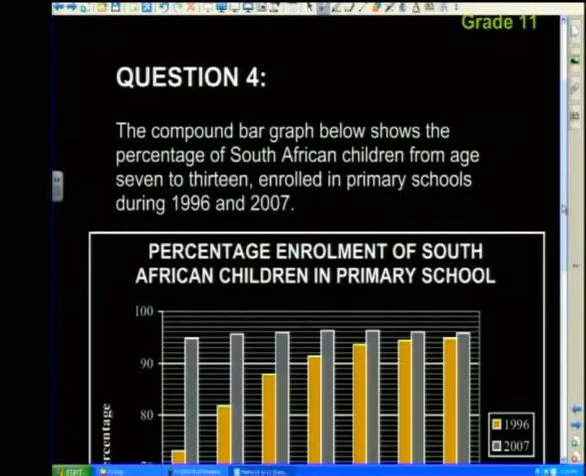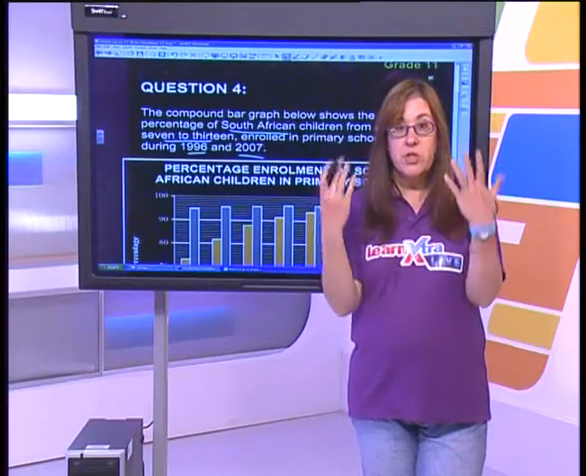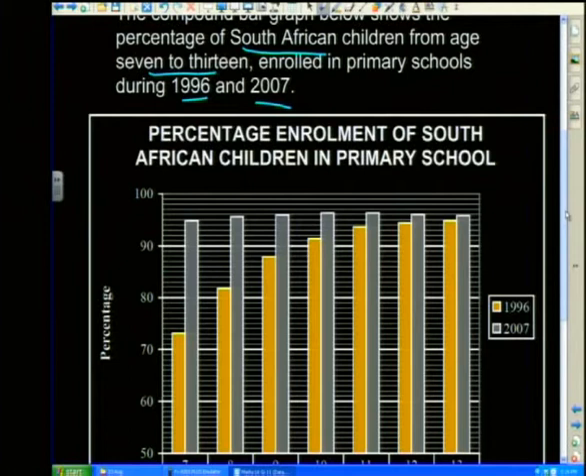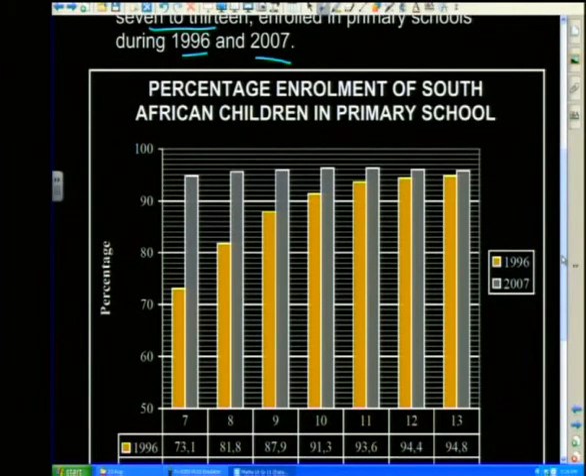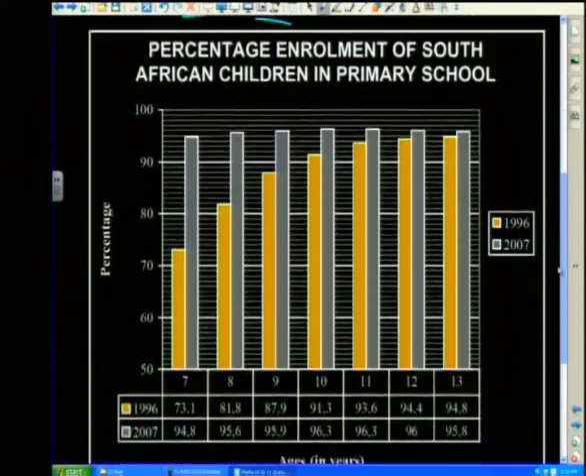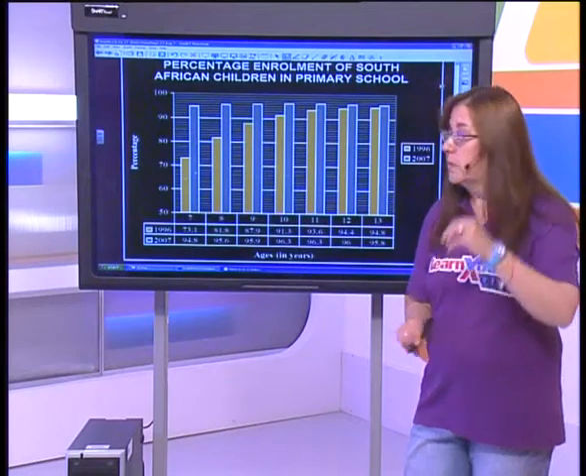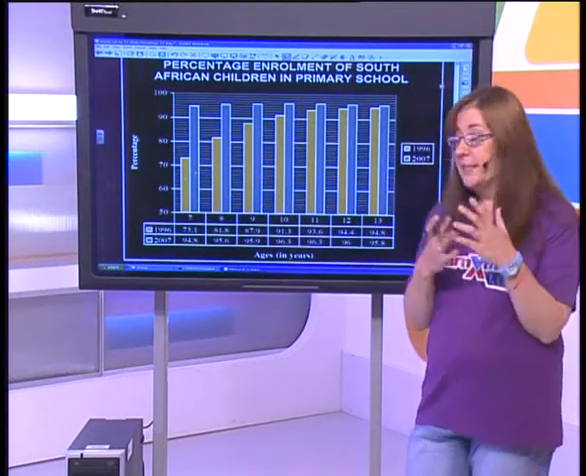We have a compound bar graph below showing the percentage of South African children from age 7 to 13 enrolled in primary school during 1996 and 2007. Before we go on to the question, I always like to read a table and understand it fully. So what does our table give us? It gives us the percentage enrollment for South African children in primary school. We've got our 2 years, 96 and 2007, and different age groups: 7-year-olds, 8-year-olds, 9-year-olds, and we carry on with all the ages. What is important is it's a compound bar graph, so it gives us a comparison of 1996 to 2007 for the 7-year-olds, and then for the 8-year-olds and 9-year-olds, and it carries on like that.